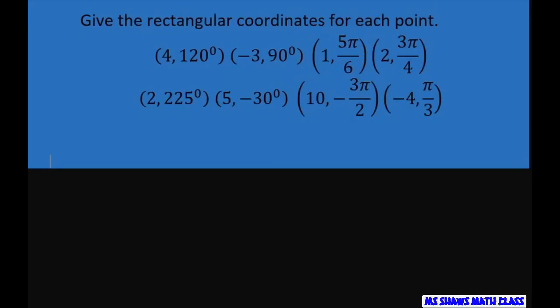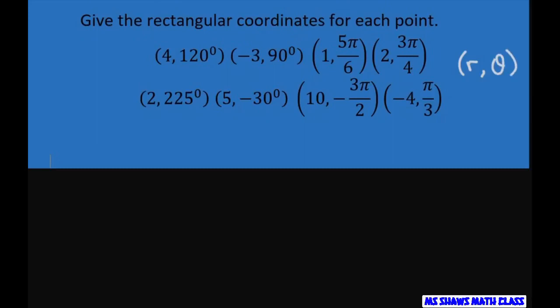Everyone, we're going to give the rectangular coordinates for each of these polar coordinates. So we're converting from polar coordinates to rectangular coordinates. Remember, polar coordinates are r, comma, theta, where r is your radius.